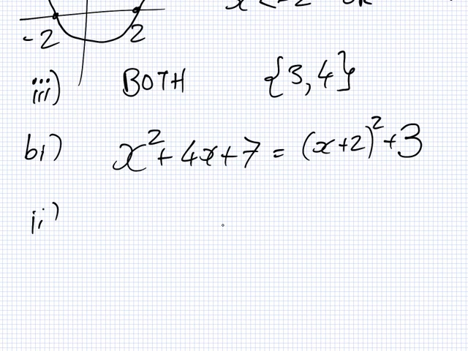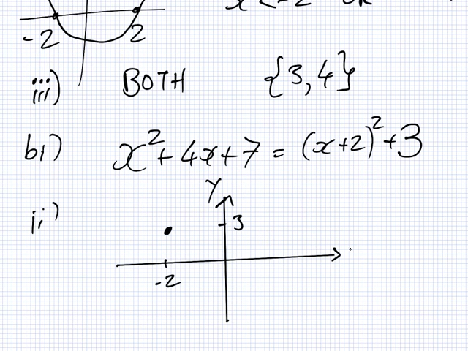Right, so where's the turning point here? Yeah, the turning point is at minus 2, 3, which is like here. Y and X. What shape is it? It's a U shape. And where does it cross the Y-axis? So this is ugly now. 7. So it crosses at 7, and there's minus 3 and minus 2. Ugly, but I would still give me 2 marks for it. Okay, continue.